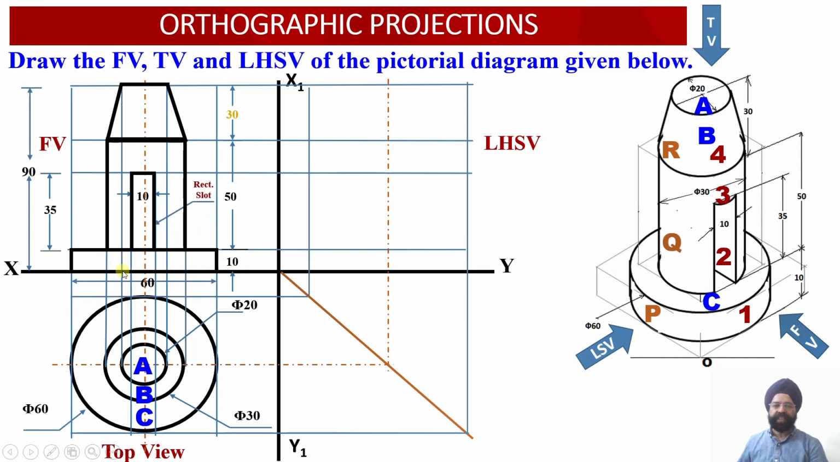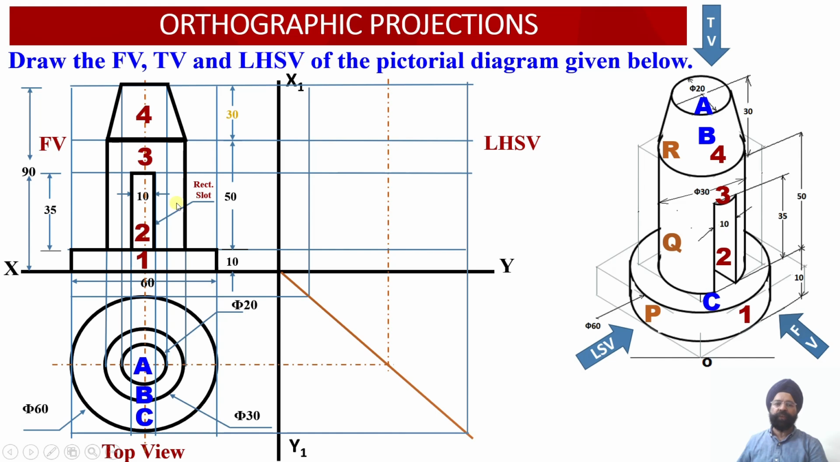So the bottom block has a diameter, or width, equal to 60 millimeter, and height equal to 10 millimeter. This bottom block represents my surface number 1 over here. So this is surface 1, surface 2, surface 3 and surface 4. Let me mark these surfaces in the front view.